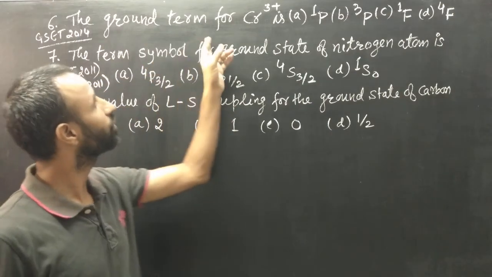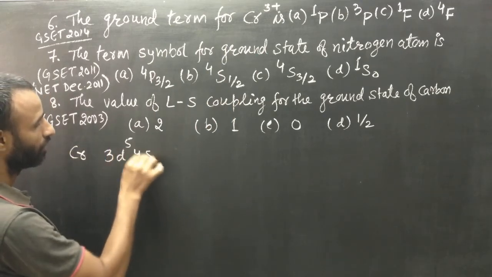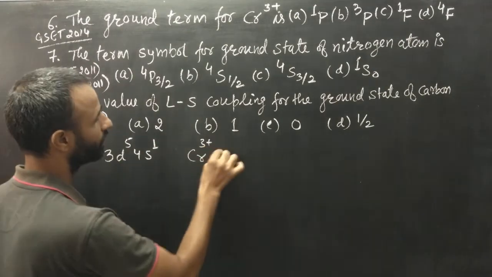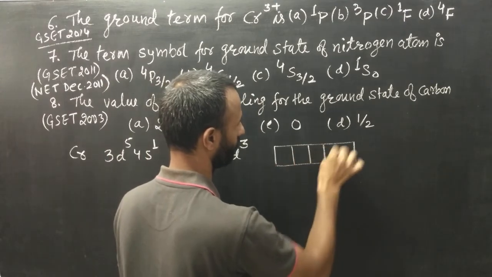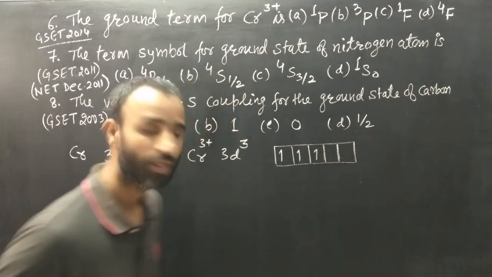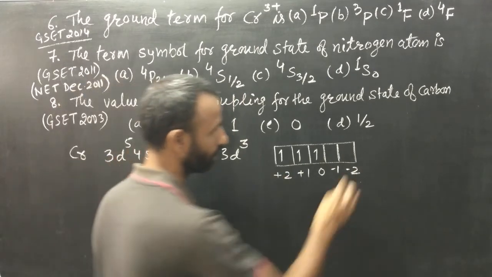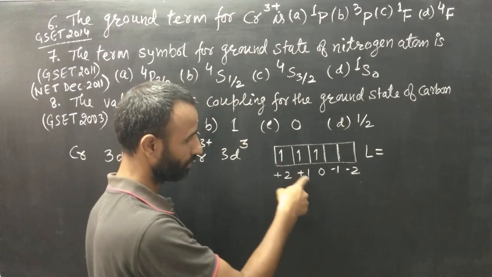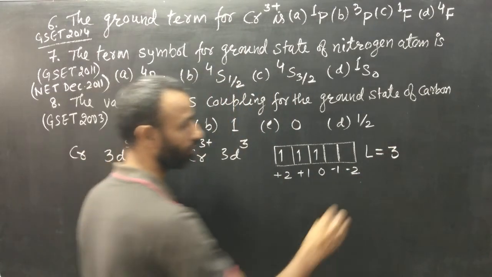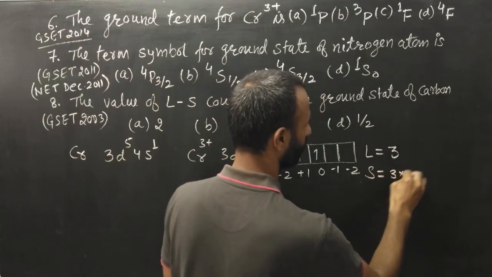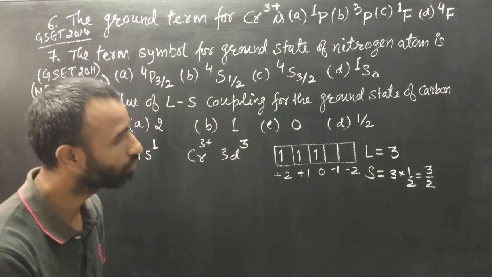It says: ground term for Cr3+. So you know, the chromium electronic configuration is 3d5, 4s1. So chromium 3+ is 3d3. It is like this: +2, +1, 0, -1, -2. From here, L comes out to be 2 into 1, 1 into 1, 0 into 1, which means 2 + 1, 3. So L comes out to be 3. And what is S? S is 3 into 1 by 2, which means 3 by 2.